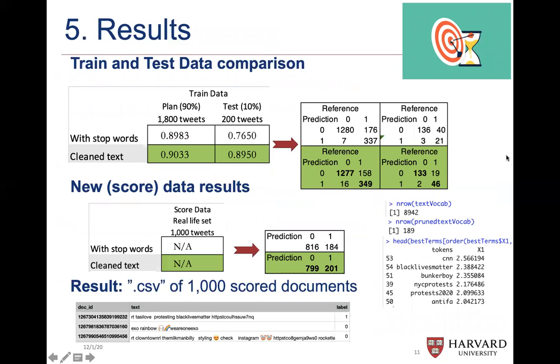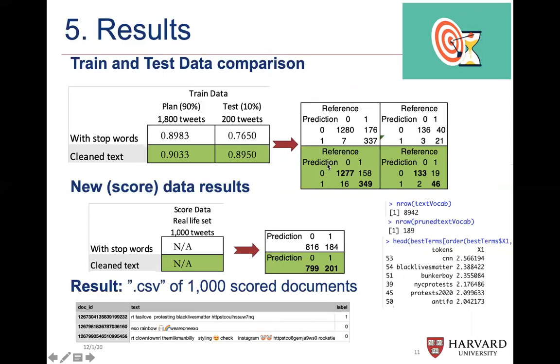Now, the results. What are the results and how do we interpret these? As we explained about the train data, the 2,000 tweets, we separated into a training and a test data set. When we got our train data set, when we had stop words, it was basically doing okay. This is the probability, 0.89 prediction on the train. But then when we were testing it, it was pretty low. So once we cleaned up the text, it performed pretty well in both. And you can see here the results.